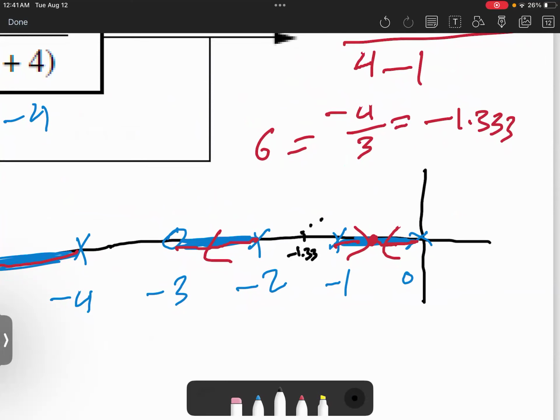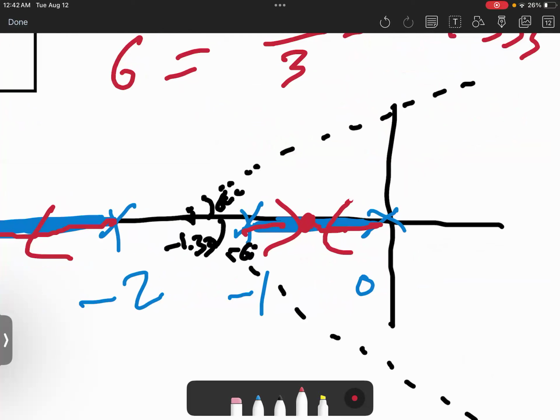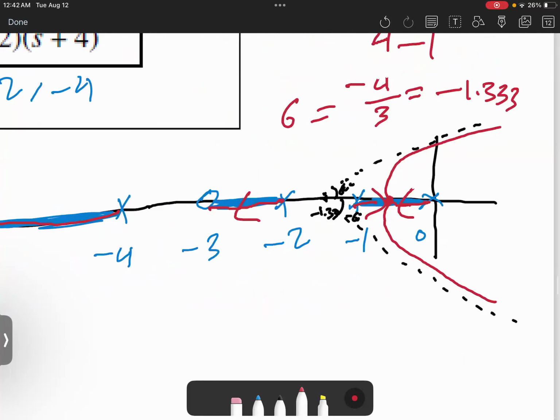Then let's put the asymptotes with angle plus 60 degrees and minus 60 degrees. Then, when these two poles reach the points, they will be moving like this. Okay?